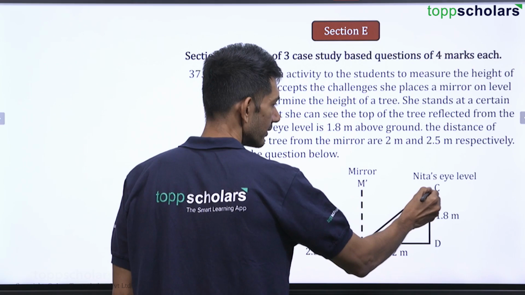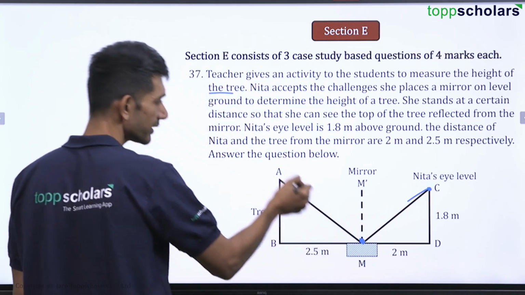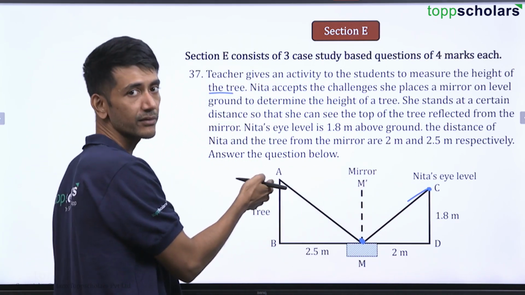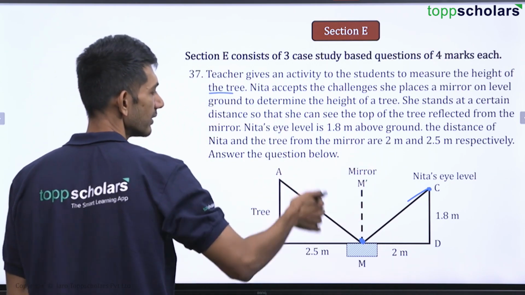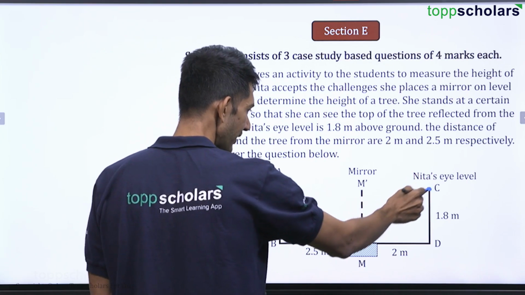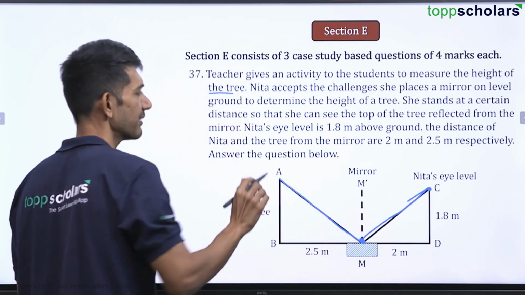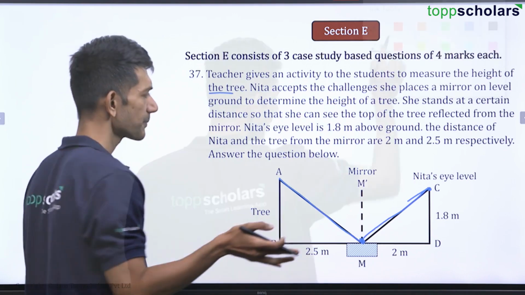She is over here and she is looking at the mirror to see the top of the tree. She is not directly looking at the tree. Mirror to the tree top. I hope this is clear. So this is basically your incident ray and this is your reflected ray. Slight concept of physics.